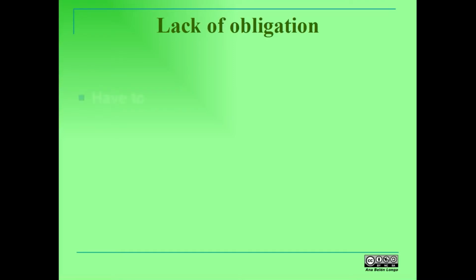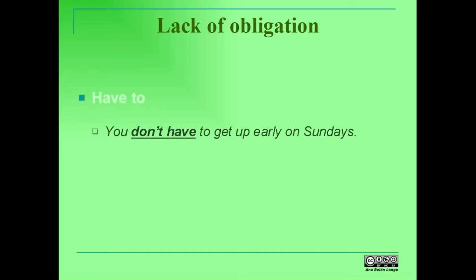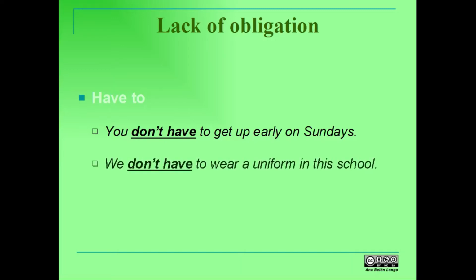When something is not compulsory, we use the verb have to in the negative. You don't have to get up early on Sundays. Note that in this case, must is not possible. We're not saying that it's forbidden, but that it is not compulsory. You're free to get up early if you like, but there is no need and no obligation for it. It's up to you. In the same way, we don't have to wear a uniform in this school. That is, there is no rule telling us to wear it. We choose the clothes to wear.